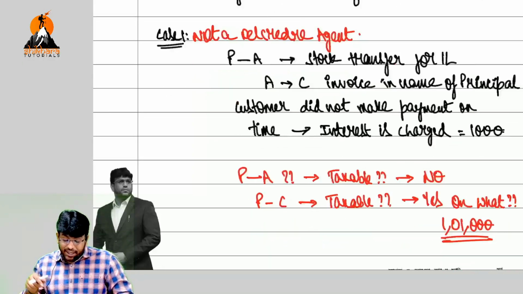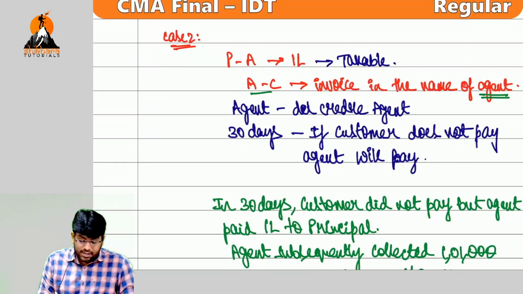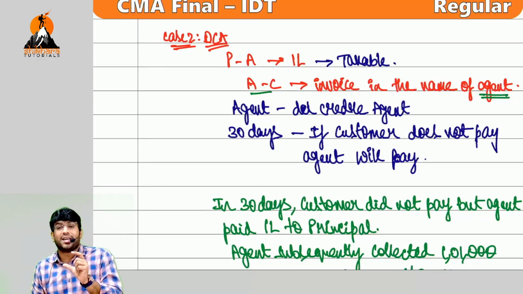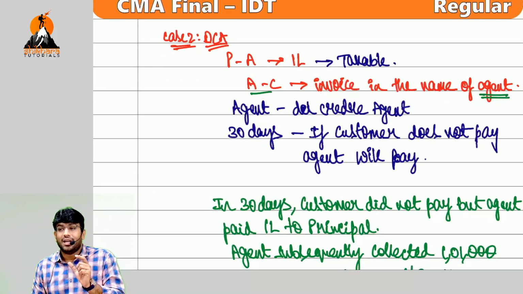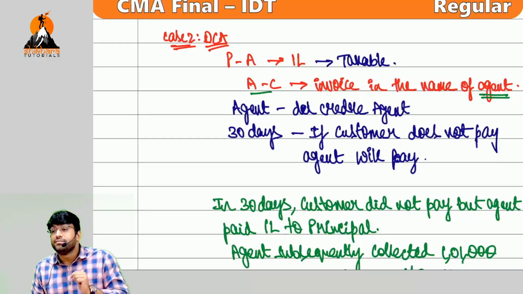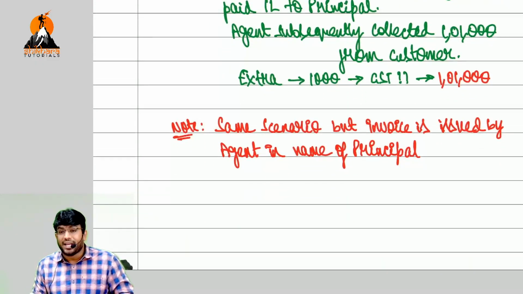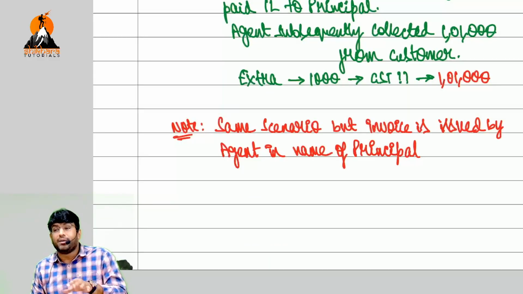Correct, no? Second case is what? Second case is del credere agent. In the del credere agent, what is the situation I gave first? Agent is giving invoice to customer in agent's own name. Now what is the other point I am writing? Same scenario, but invoice is issued by agent in the name of principal.